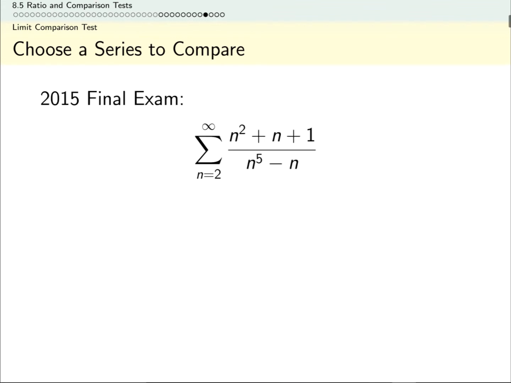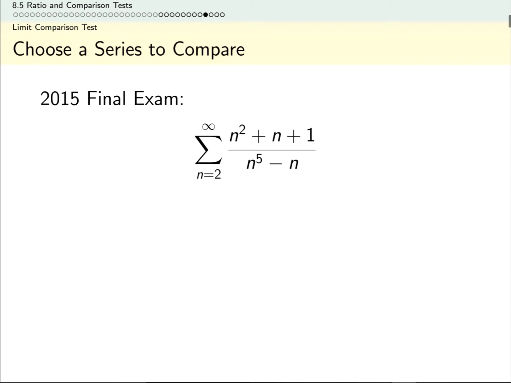Here's another series, and we want to decide whether it converges or diverges. The divergence test doesn't help us, the ratio test doesn't help us, and the integral test would be quite messy. So choose a series to compare, and then pause the video and prove that your comparison is valid.